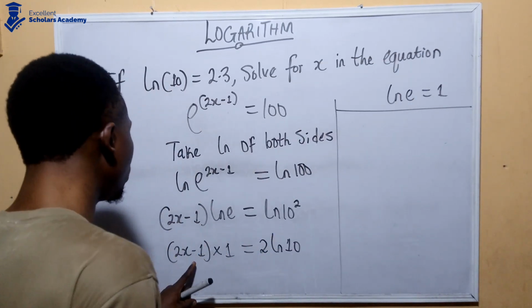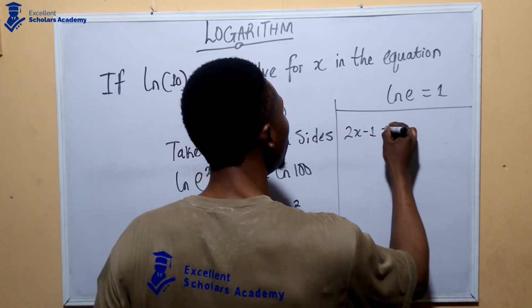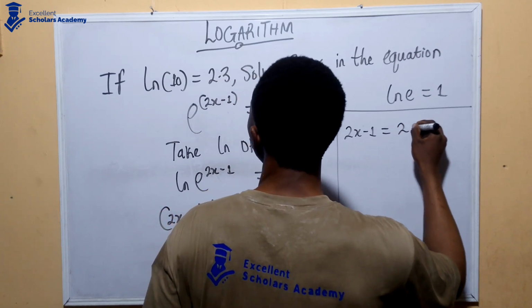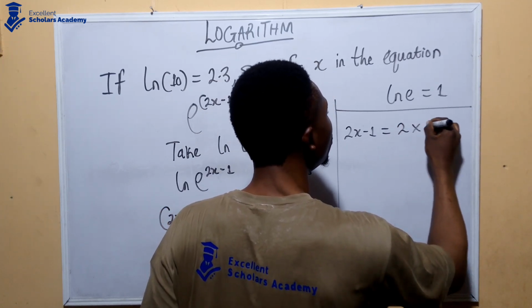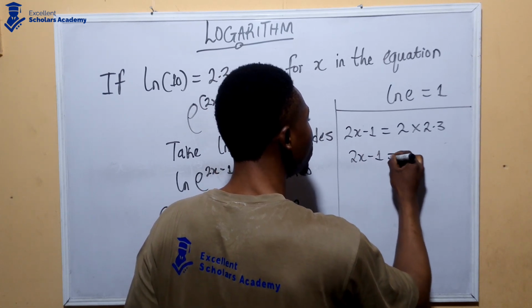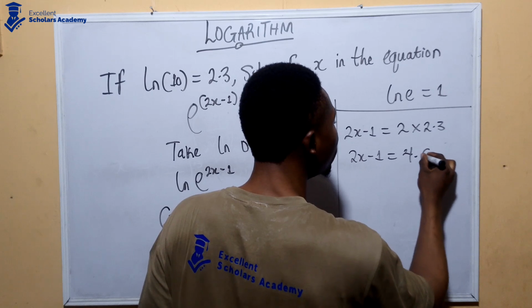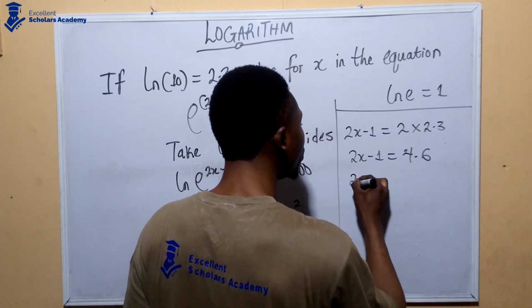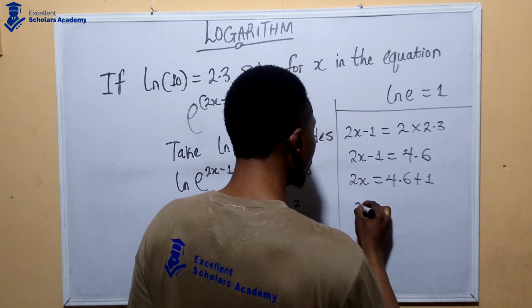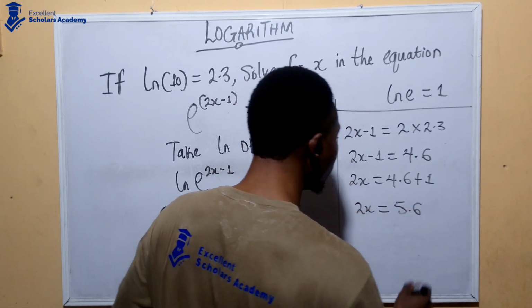So let's continue. 2x minus 1 multiplied by 1 is still going to give us 2x minus 1 is equal to 2 ln 10. 2 ln 10 is 2.3, so this is going to be 2 times 2.3. So 2x minus 1 is equal to, 2 times 2.3 is of course going to be 4.6. Take minus 1 to this side, becomes 2x is equal to 4.6 plus 1, which gives us 5.6.